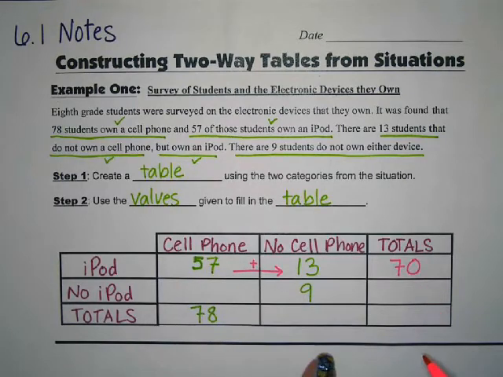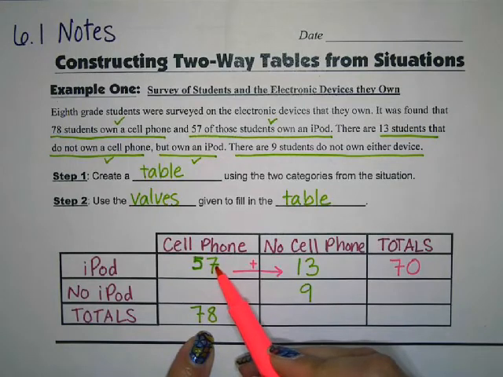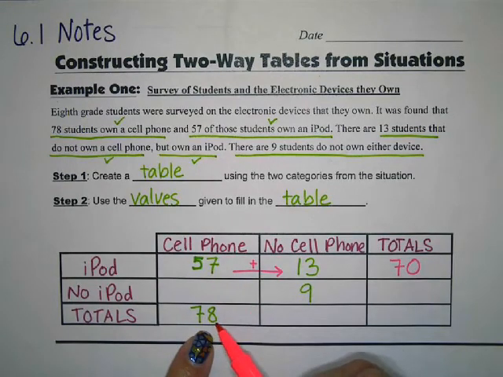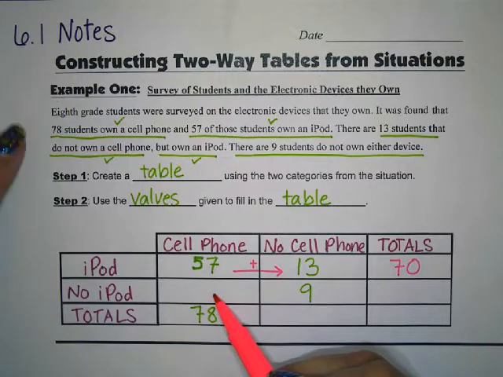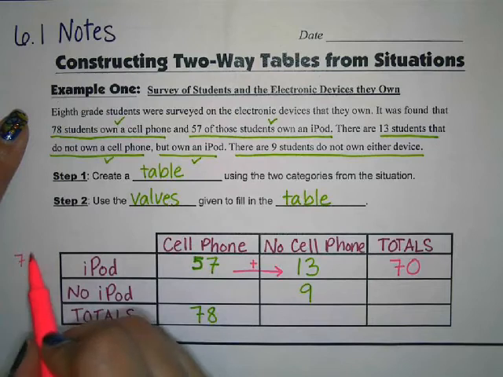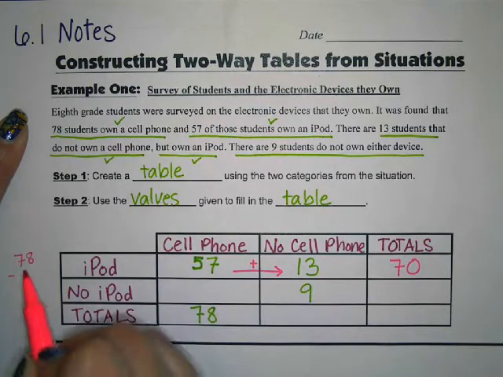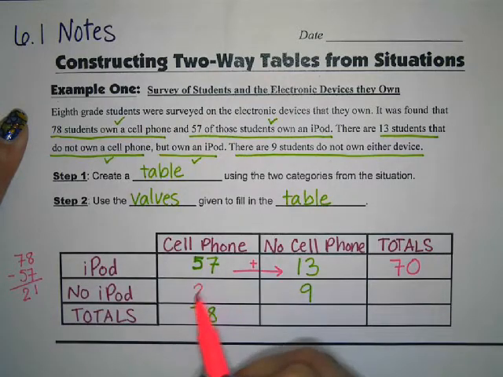Now, to find out the rest of this, we have to use a little deductive reasoning here. We know that the cell phone users, there's 57 with iPods and 78 total. So if we take 78 and subtract 57 from it, it should give us our missing piece. 78 minus 57 is going to give us 21. So we have 21 people with a cell phone but no iPod.